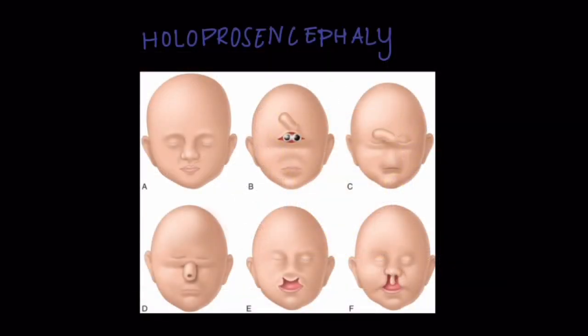This is a condition known as holoprosencephaly, where the embryonic forebrain cannot divide properly, and this leads to one single lobe. As you can see, many birth defects occur because of this.